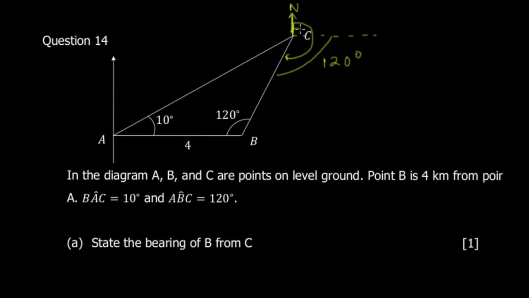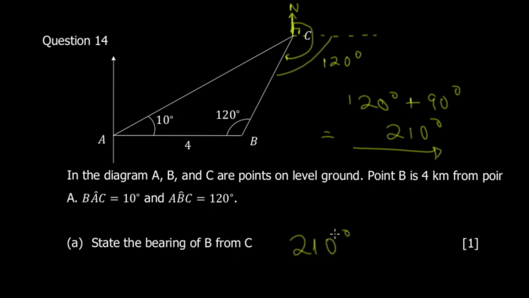Then this one would be 90, because this one is on level ground. North and level ground, they make 90. So at the end of the day, you get what bearing? 120 degrees plus 90, so you get 210 degrees. This is your bearing, 210 degrees. If you want, you can even say 210 degrees clockwise, still okay.